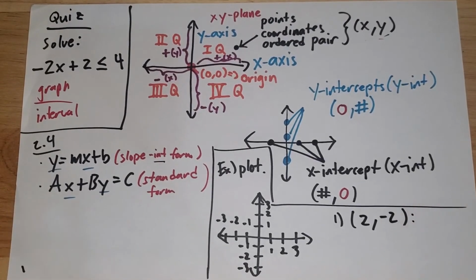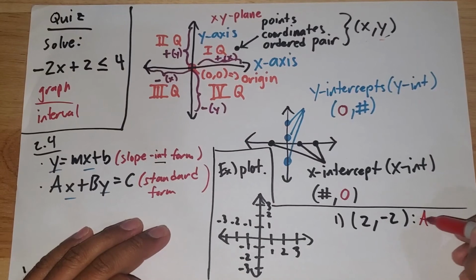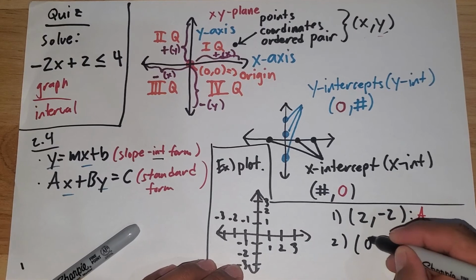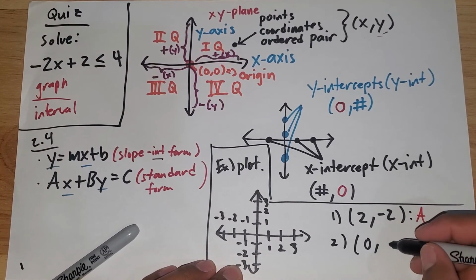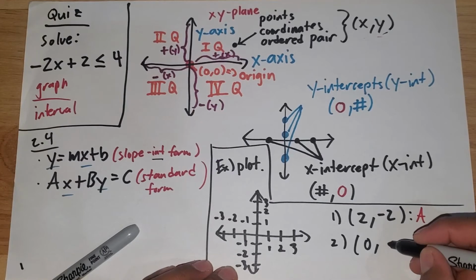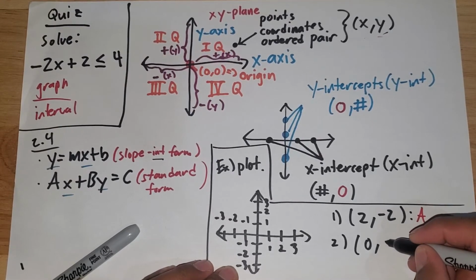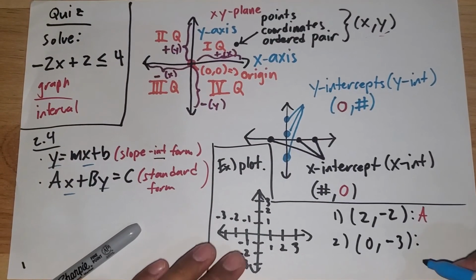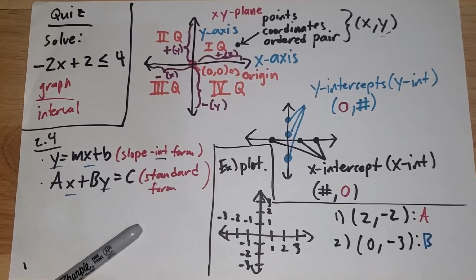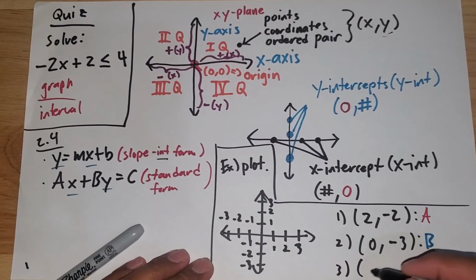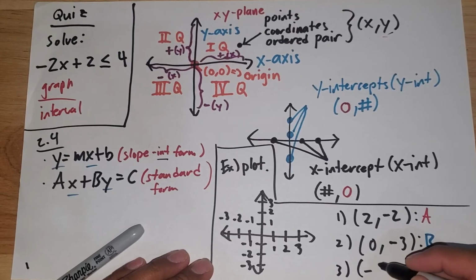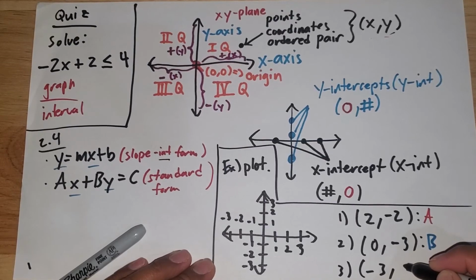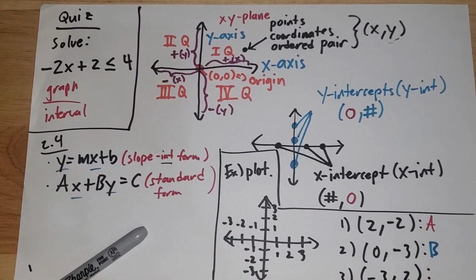Let's call this A. And then we'll do another one. We'll do 0, comma, negative 3. And we'll call this B. And we'll do another one. Let's do negative 3 and 2. And we'll call this C.